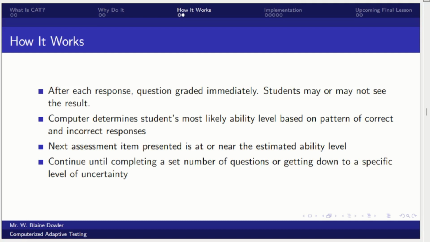So they will continue until they've completed a set number of questions, or until they've gotten down to a specific uncertainty level, depending on the design of the test. I've seen tests that work both ways. So if a student starts off getting the first question right, and that question is based on their current enrolled grade at school, well then it'll keep giving them harder questions till they get some right and some wrong. And then estimate where their ability level is. If they get the first one wrong, it keeps giving them easier questions until they finally get one right. And then again, calculates the student's most likely ability level based on that pattern of responses. And it will take it from there.